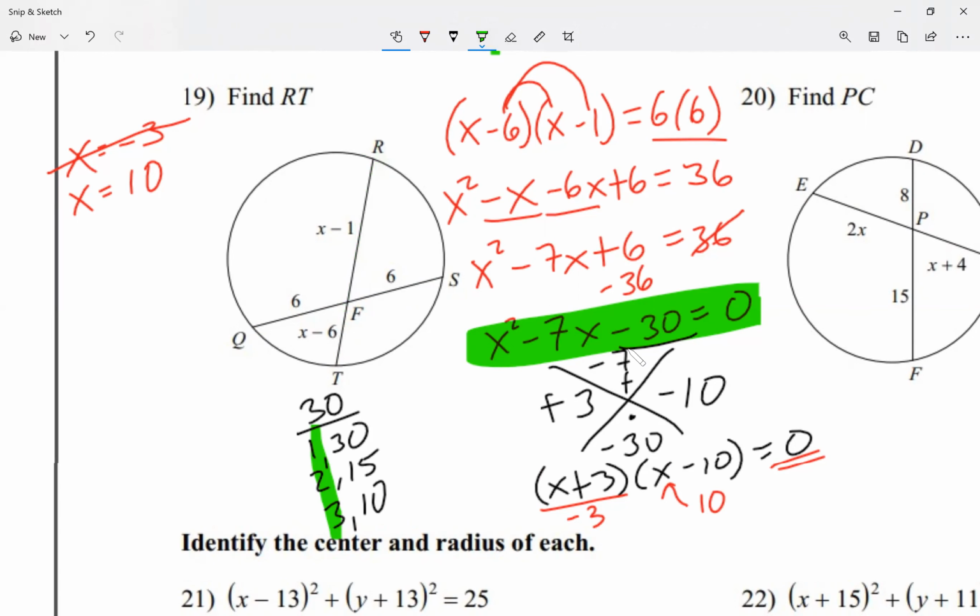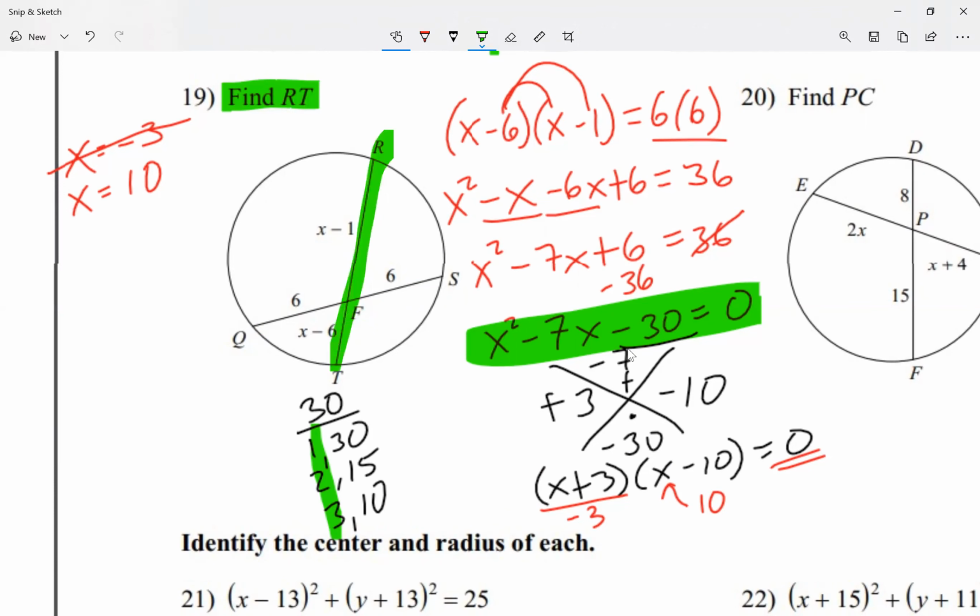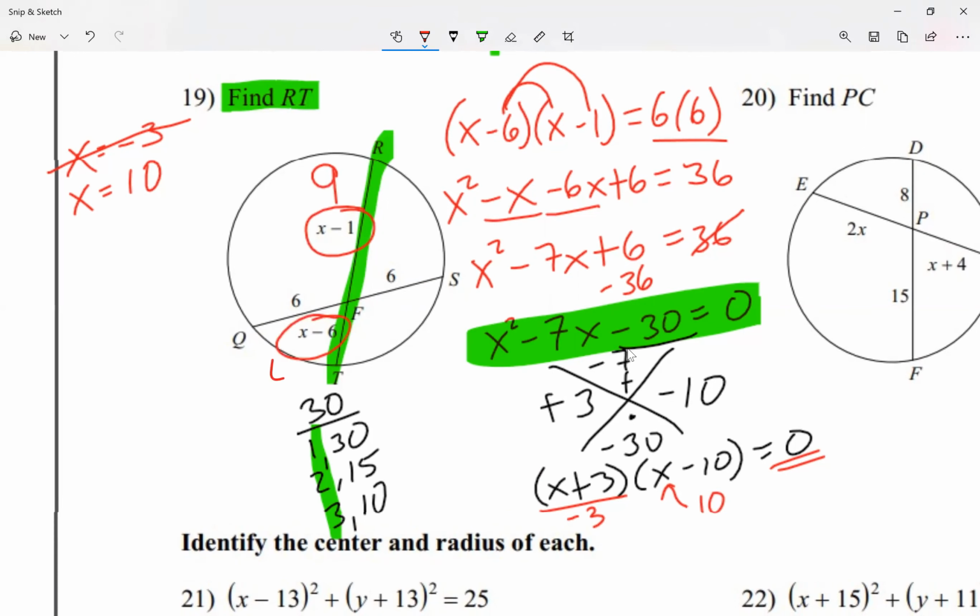Now let me read the instructions. I'm solving for the measurement RT. RT is this whole chord, right? I go from R all the way to T. So I have to add x minus 1, which I call 9, because I know x equals 10. So x minus 1 is 9. And then I have to add this other part, which I call 4. So one part of my chord is 9, the other part is 4. All combined happens to be 13, so 9 plus 4 equals 13.